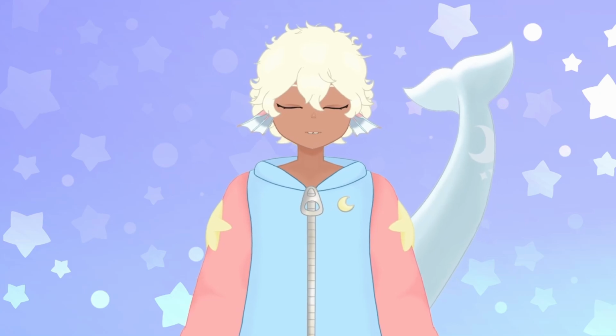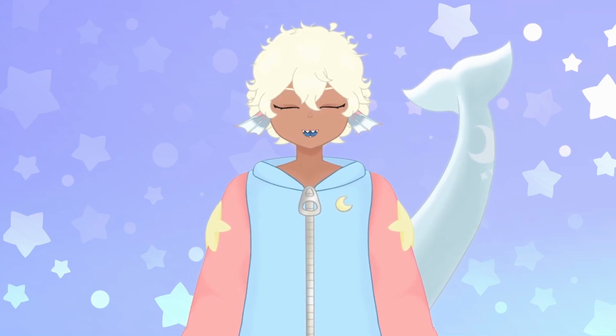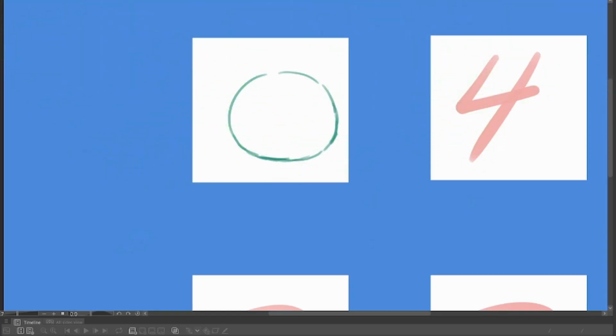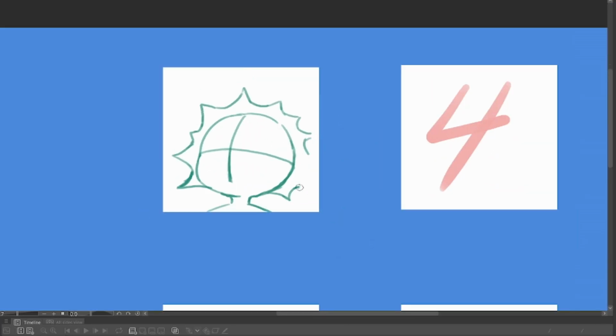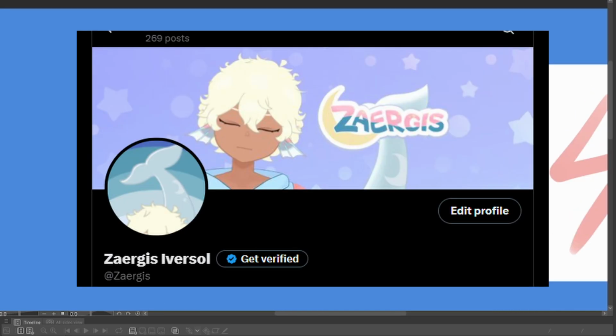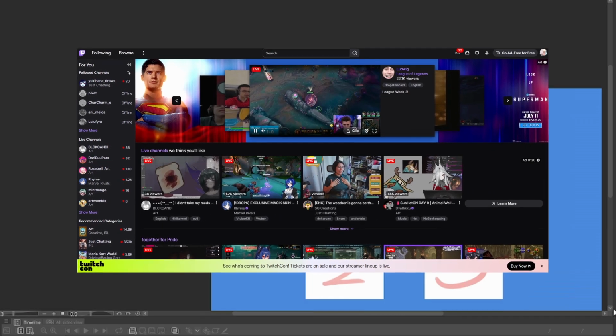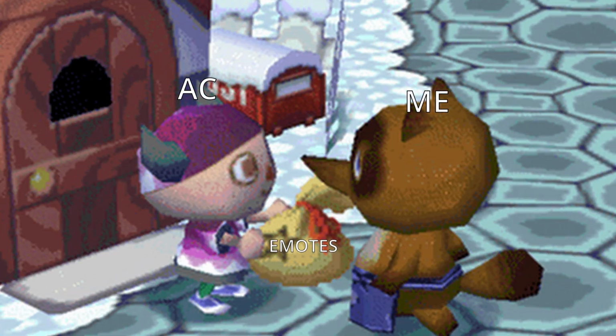So why are we talking about emotes now? Cue cool explosion. So for this video, I decided to do, count them, 4 emotes. Now, where am I going to get these ideas for emotes? Well, emote ideas come from everywhere. They come from Twitter. They come from other Twitch streams or YouTube streams. But my ideas came from Animal Crossing itself.